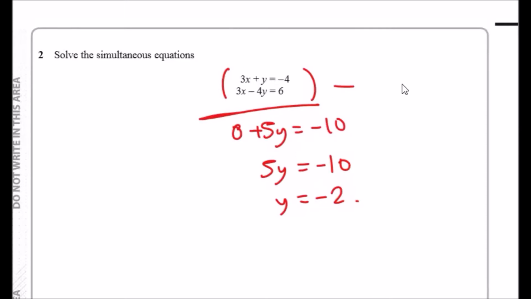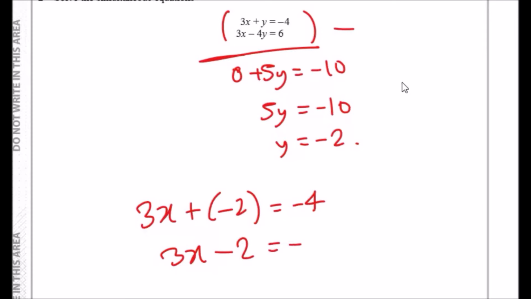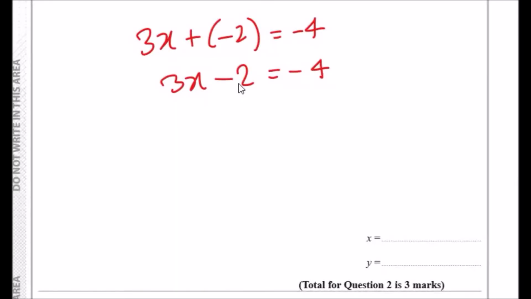3x plus y. So rewriting that, we can have 3x plus, and put this in a bracket if you want, minus 2 equals minus 4. Now expanding this one, we have 3x, and plus minus means minus 2 equals minus 4. Then literally move every number to the right and isolate the x. So plus 2 across, so we have 3x equals minus 4 plus 2, which is minus 2. Divide by 3, x equals minus 2 over 3.